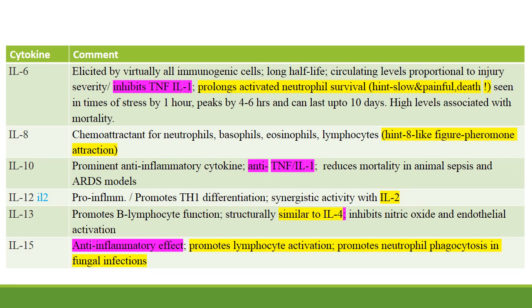IL-6 is elicited by all the immunogenic cells. They basically inhibit TNF and IL-1, just as IL-10, even that inhibits TNF and IL-1. The difference of IL-6 is that it prolongs the activated neutrophil survival, therefore leading to a very damaging effect of the neutrophil. High levels of IL-6 are usually seen in cases of mortality. IL-8, remember figure of 8, it's a chemoattractant. That's what a figure of 8 does, isn't it?